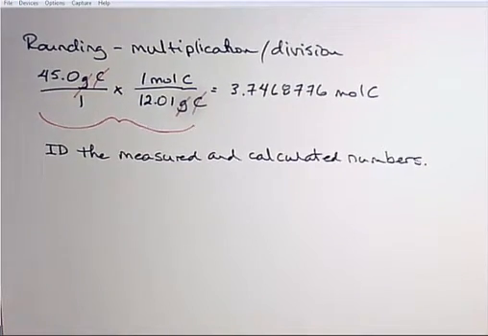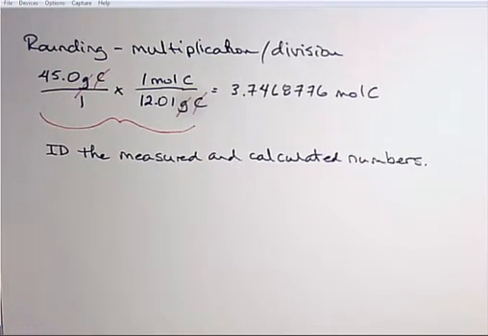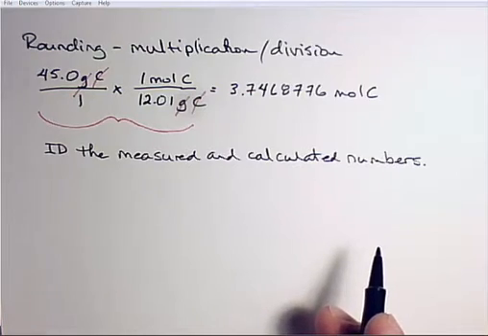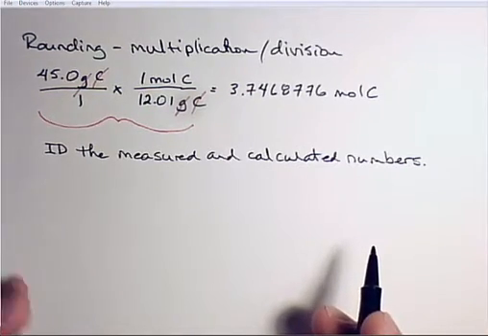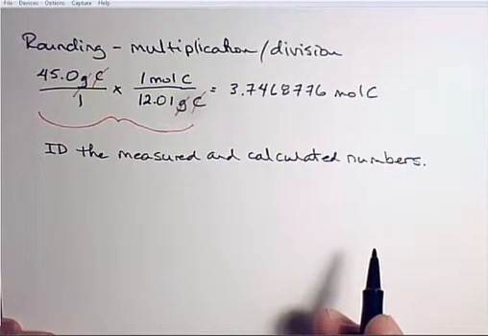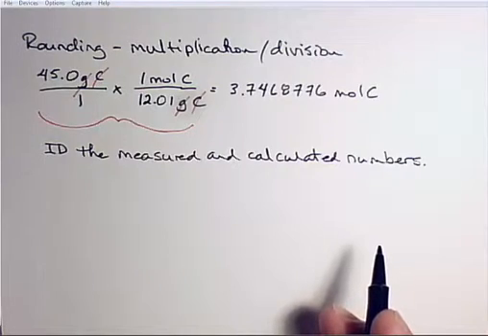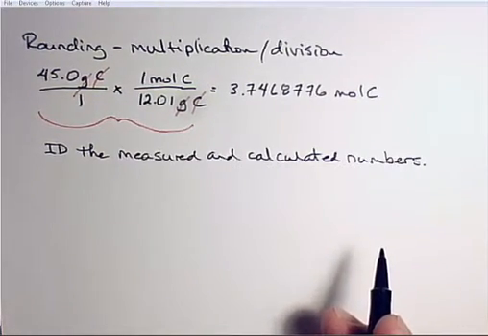And they are what they sound like. Measured numbers are those that are simply measured. Calculated numbers are those that take measured numbers and multiply, divide, add, subtract, whatever to get an answer. All right. It's not so much critical that you know the measured from the calculated. It's critical that you know how to recognize a measured and or calculated number.